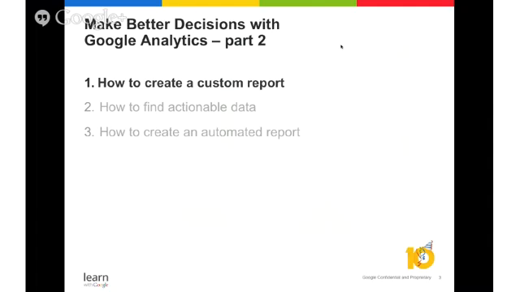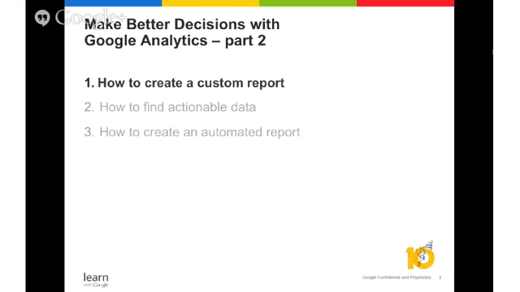By linking your AdSense account with Google Analytics, you can get more granular information about site activity. Specifically, using Google Analytics, you can infer more information about your users and create a strategy around content creation and engagement. And with that, here's a look at what we'll cover today: how to create a custom report, how to find actionable data, and how to create an automated report.